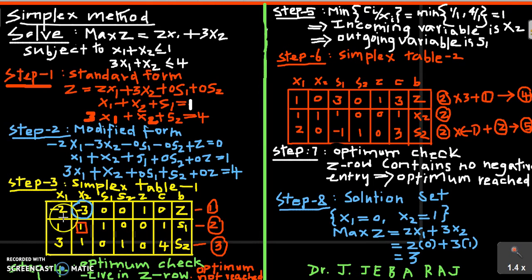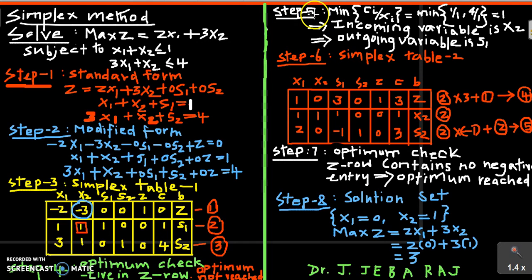In the z row, if you have any negative number, then it implies optimum is not reached, because our aim is to maximize z. So whenever a negative number comes here, the optimum will not be reached. Okay, that's what you have to understand. So a negative number exists, therefore optimum is not reached. Thus the optimum check is over.